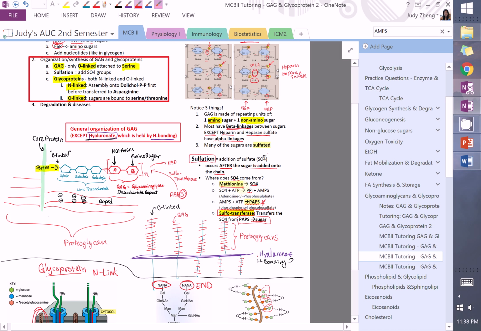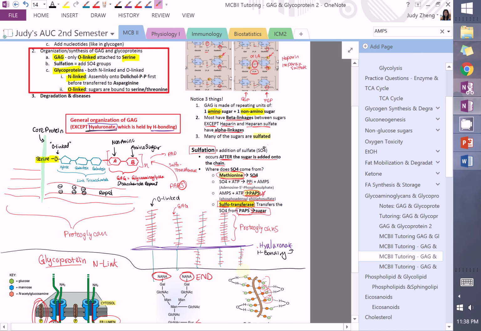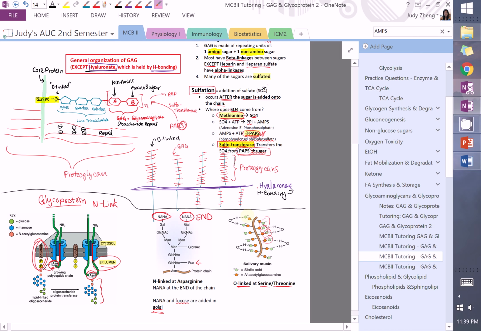Then we went on to talk about where that sulfate group came from. And that originally came from methionine. It went through a couple of steps, and then the sulfate ended up on PAPS. PAPS is the molecule that is directly going to donate its sulfate to the GAGs, and that's done by the enzyme sulfotransferase. Okay, so that basically concludes all the stuff about GAG.